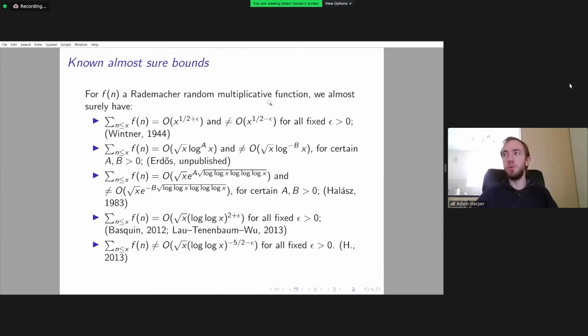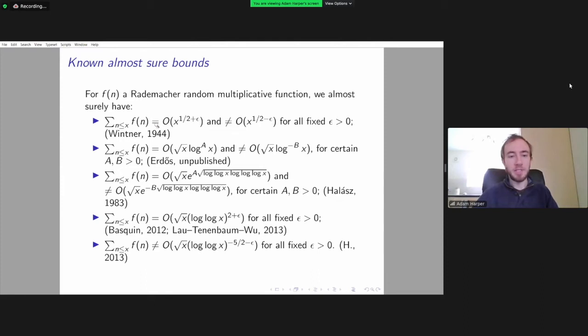So I want to go through quickly some of what was proved about this partial sum of a random multiplicative function. Winkler himself proved that the partial sum is big O of x to the half plus epsilon, almost surely for all epsilon. And it's almost surely not big O of x to the half minus epsilon. So with probability 1, it doesn't get bigger than x to the half plus epsilon, and it does get bigger than x to the half minus epsilon along some infinite sequence.